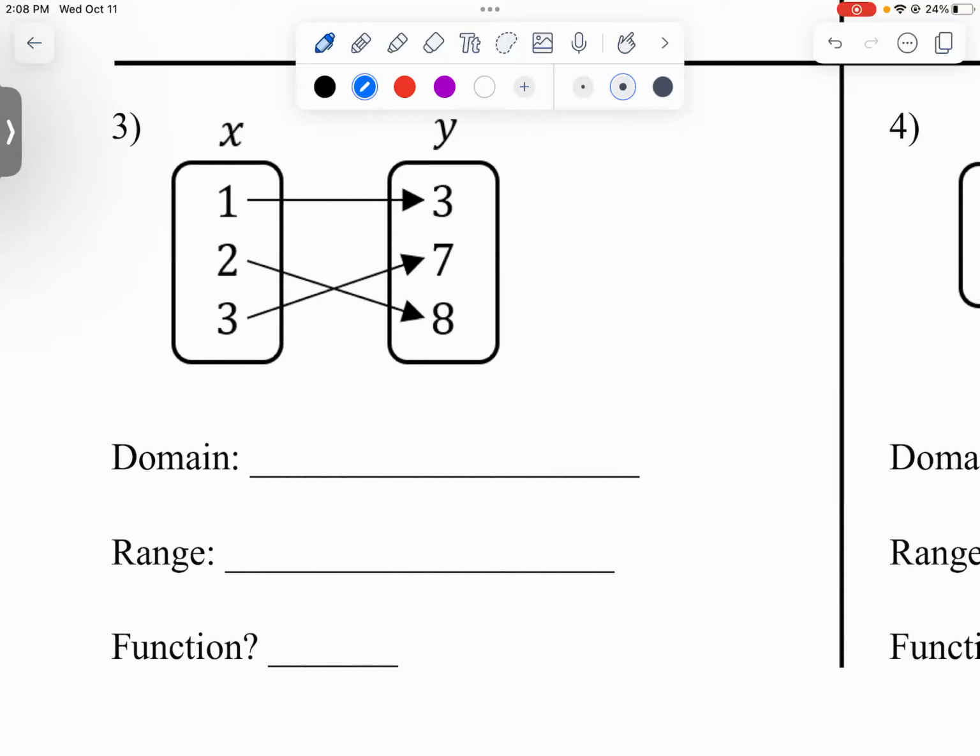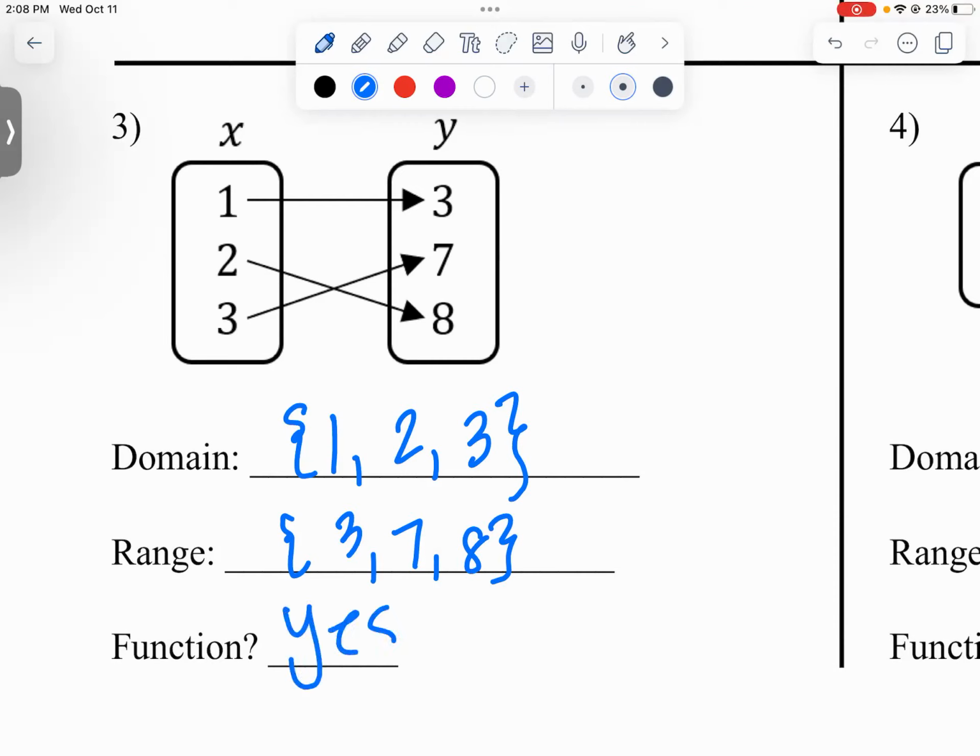Jacob, what's our domain for number 3? Okay. Kaylee, what about our range? Henry, is it a function? Okay, why is it?